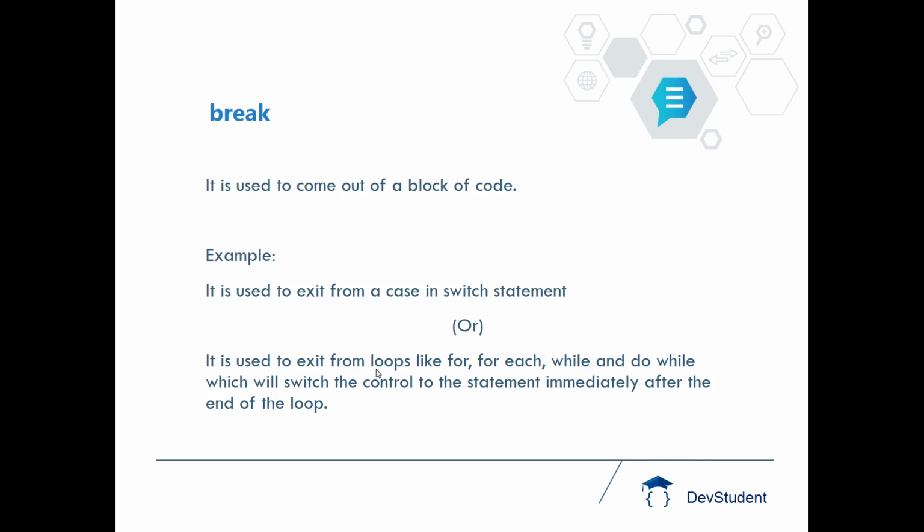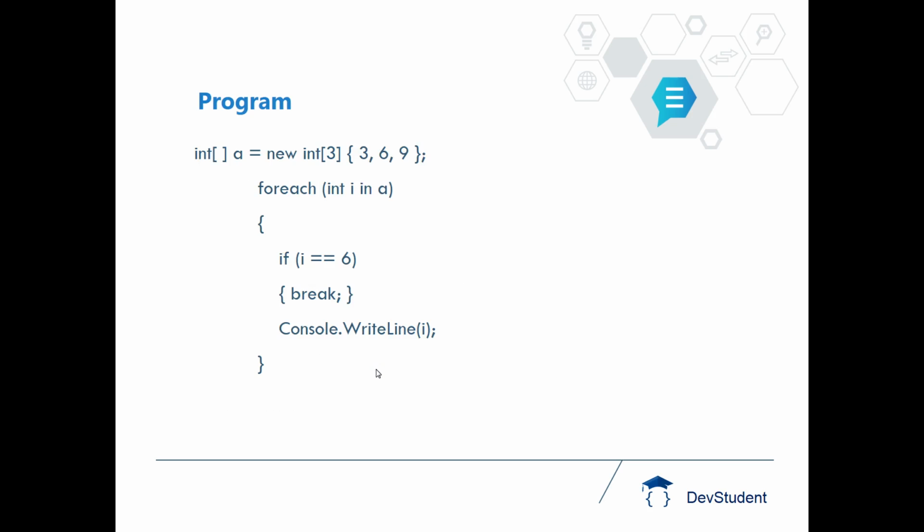When you are writing switch statements, you will have multiple cases. If you want to jump out of the switch when one of the cases is hit, then you can use break statements there. Otherwise, if you are using loops like foreach, while, do while, and you want to come out of them, then you can use break statements inside the loops.